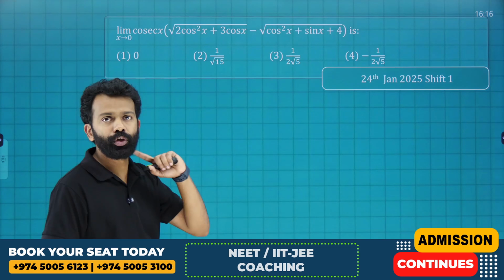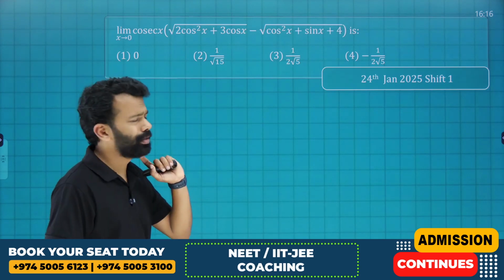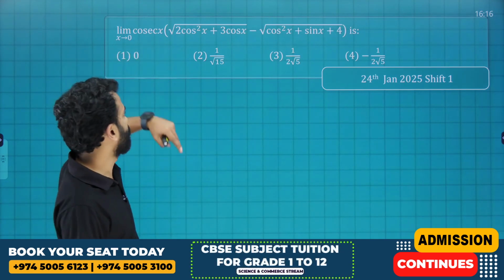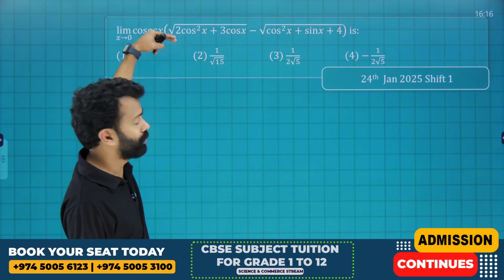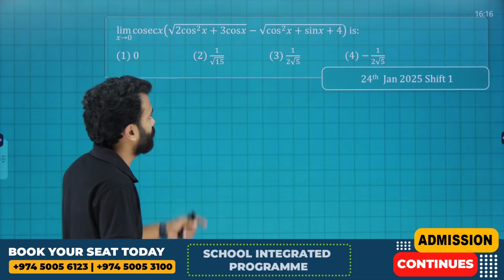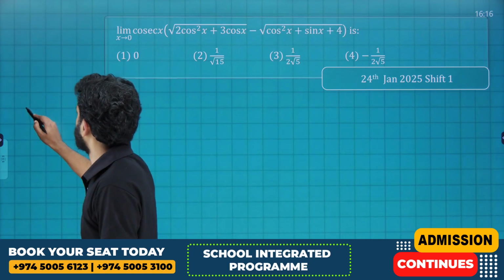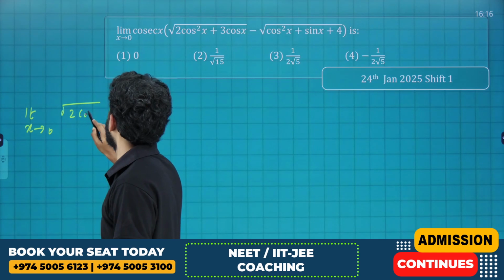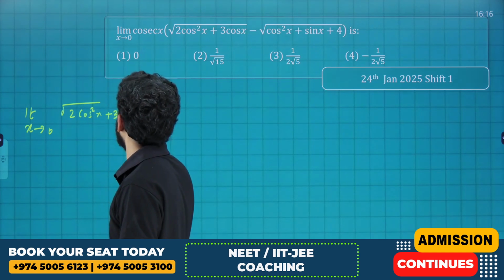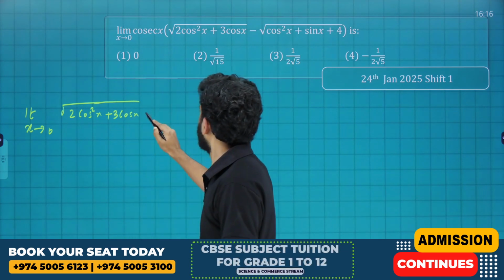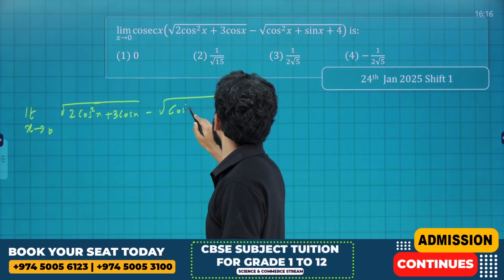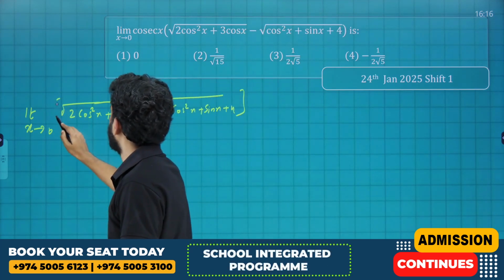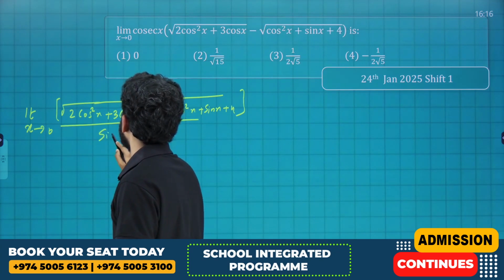So how are you going to operate this one? It's easy actually. We know that cosec 0 is not defined, so I'm writing it as 1 by sin x. Instead of cosec x, I'm putting it as 1 by sin x. So it will be limit x tends to 0 of root of 2 cos square x plus 3 cos x minus root of cos square x plus sin x plus 4, divided by sin x.